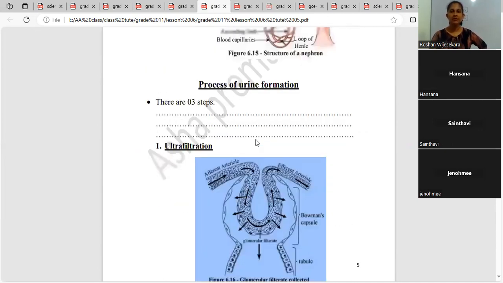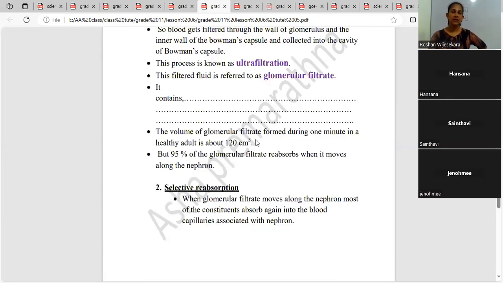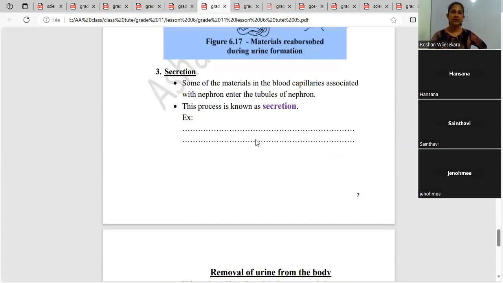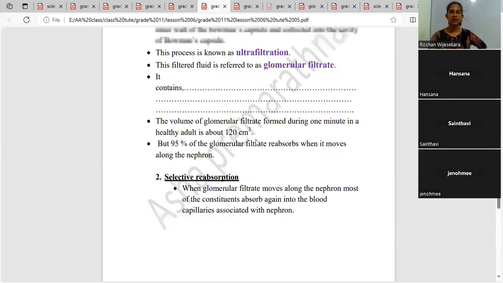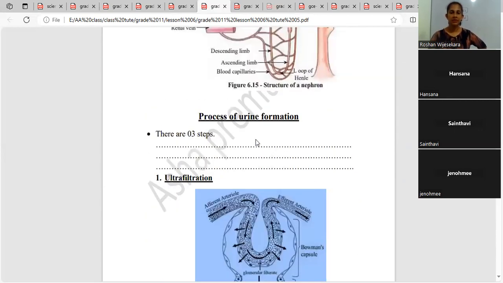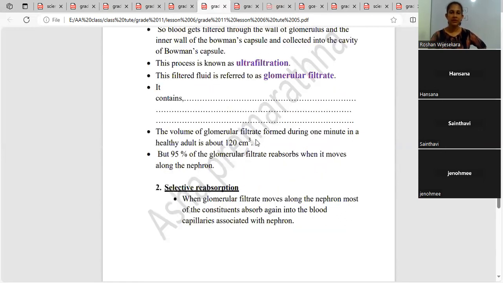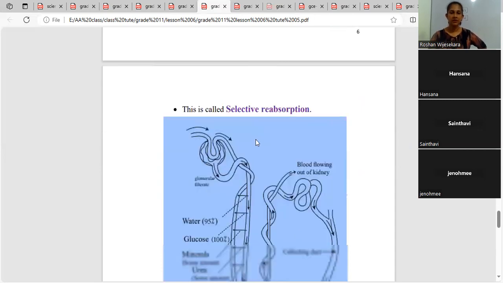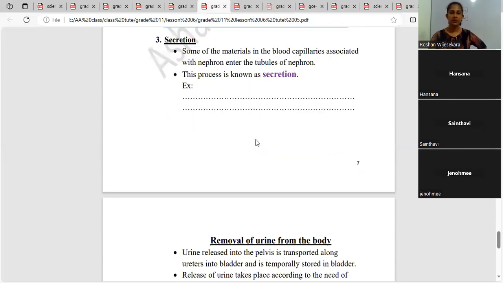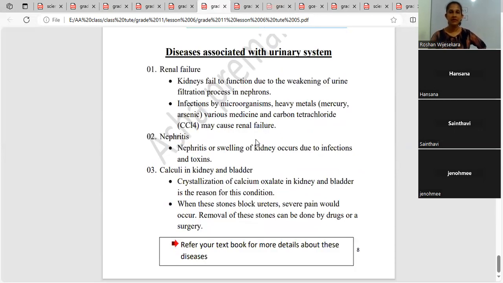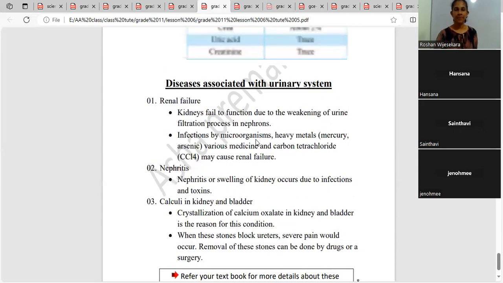And we discuss the process of urine formation: ultrafiltration, selective reabsorption, and finally secretion. This is also asked in past question papers: ultrafiltration, selective reabsorption, and secretion. It is also important. And these are diseases associated with the urinary system, the excretory system. Okay.